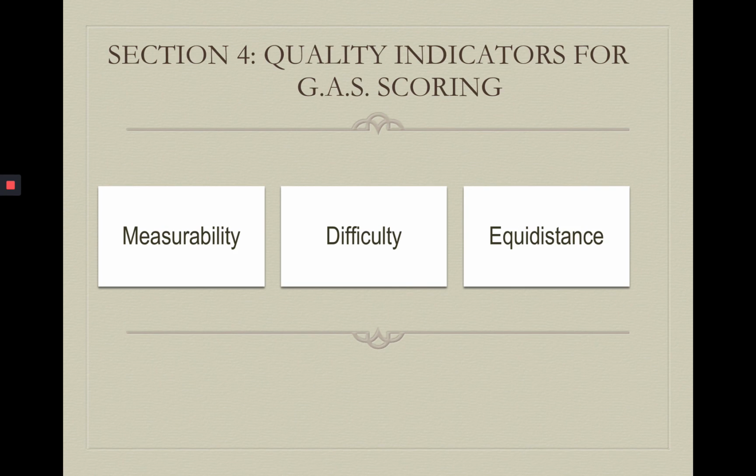Now we need to make sure that when we are putting our objectives into the goal attainment scaling process, each step is measurable. We need to make sure that the difficulty is appropriate for that level and that it's equidistant. So what do I mean by equidistant? I mean that the improvements from level 1 to level 2 are essentially similar to the improvements we would expect from level 2 to level 3.